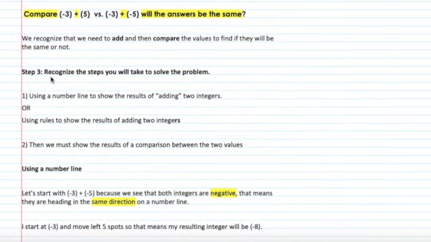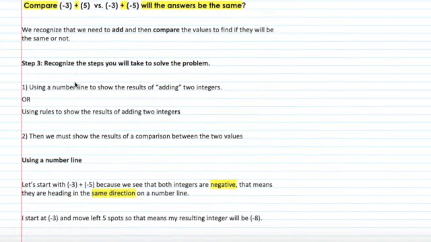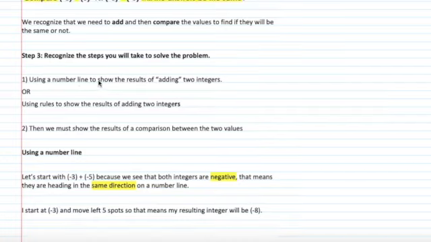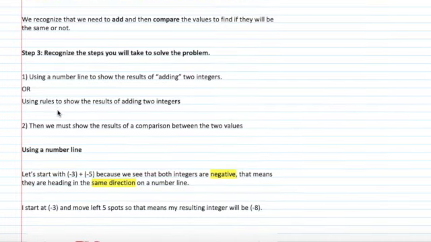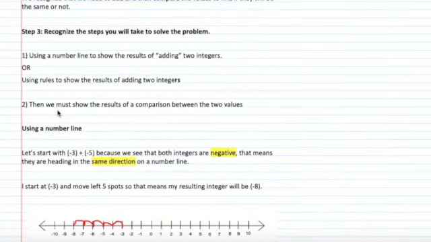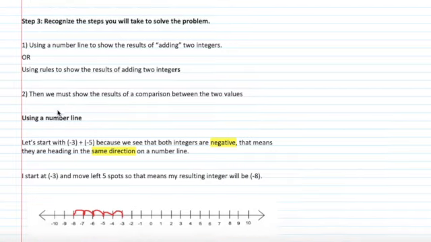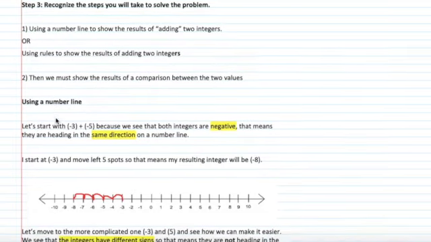Step 3. Recognize the steps you will take to solve the problem. We can either use a number line to show the results of adding two integers, or we can use rules to show the results of adding two integers. Then we must show the results of a comparison between the two values. Let's look at using a number line.